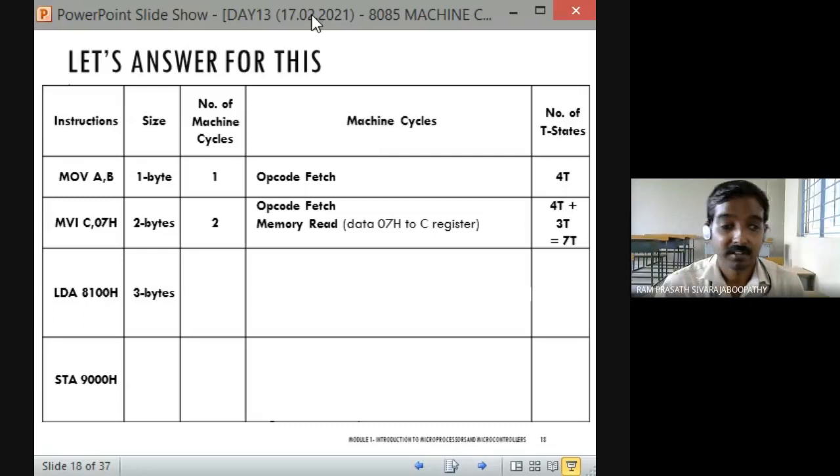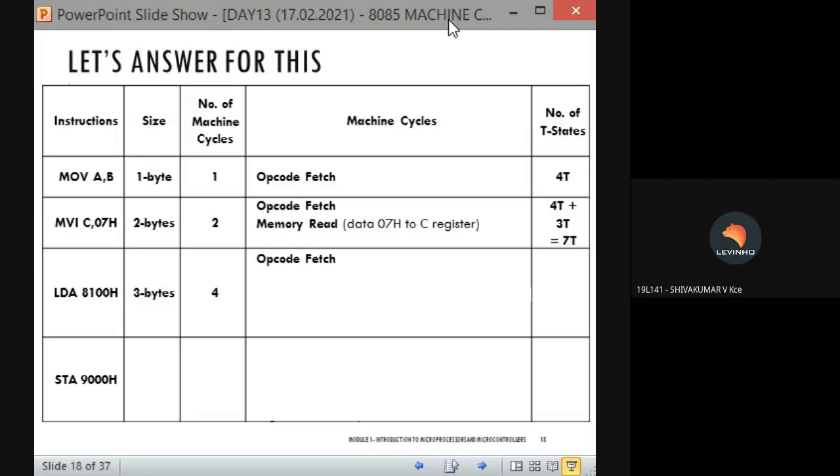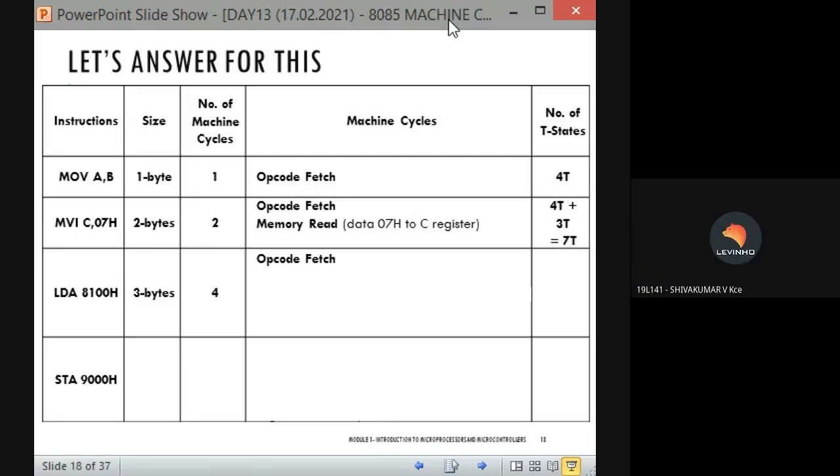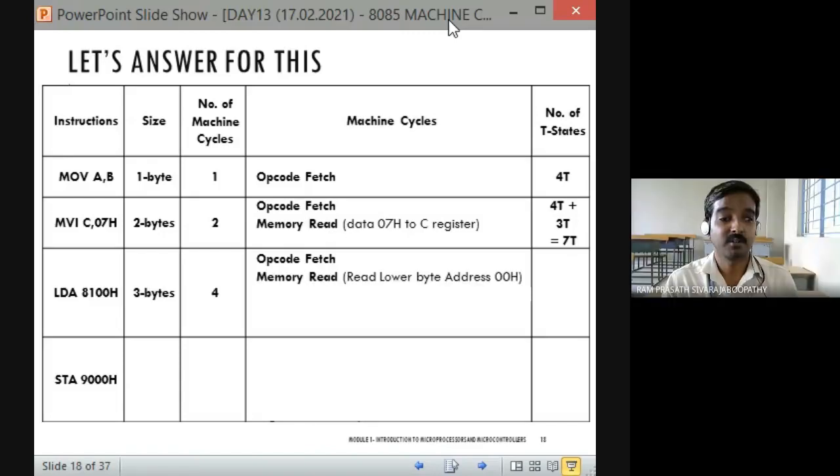Can you unmute and tell Shivakumar how it is 4 machine cycles? 4 machine cycles is the correct answer. Sir, first opcode fetch, sir. Very good. Opcode fetch. Next. Lower address and higher address. Yes, the lower byte of the address it has to read. So one memory read cycle. The higher byte of the address it has to read. Another memory read cycle. What about the last machine cycle?